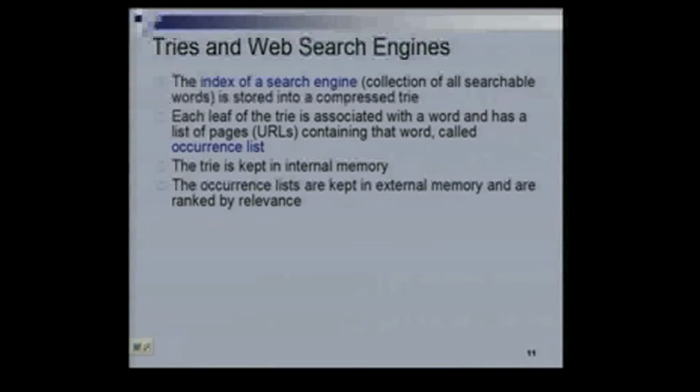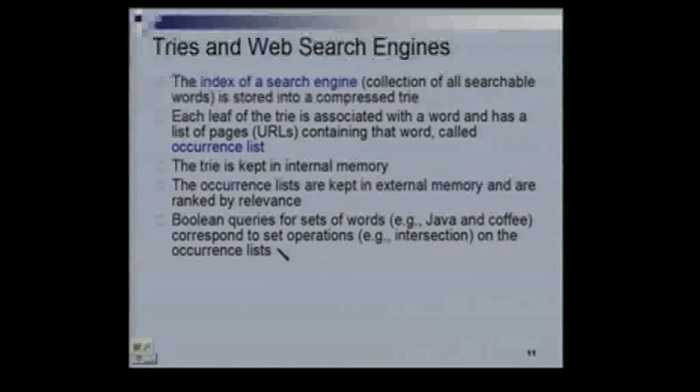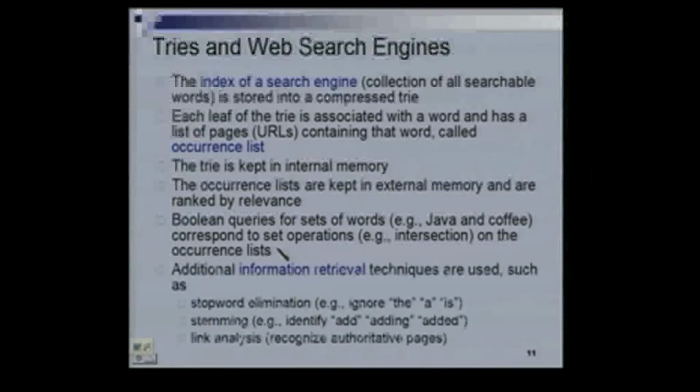Okay. Now suppose you wrote computer and, say, music. So now what does this thing have to do? It will search for computer, it will search for music. It will get 2 occurrence lists. Now it has to take their intersection. So Boolean queries correspond to set operations on these occurrence lists, right? If you gave AND, it's intersection, and if you gave OR, it's union, right?